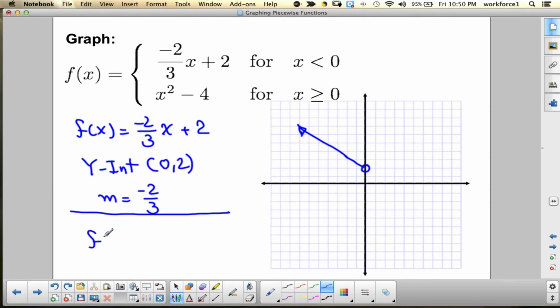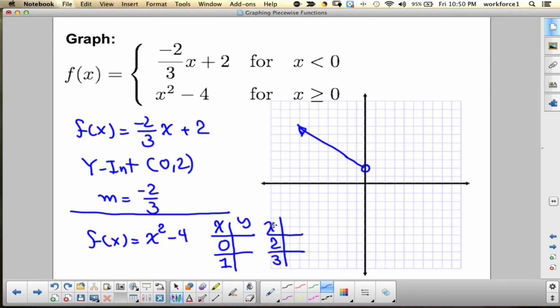The second piece of this function, f of x, is a quadratic or square function. Now this one I'm going to try by making some points and then graphing it. I'm going to pick x equals 0, x equals 1, x equals 2, x equals 3. I'm picking values that are 0 or more because that's the condition for this piece.